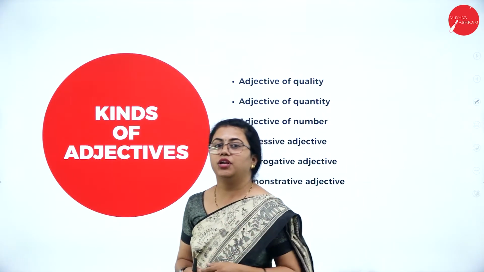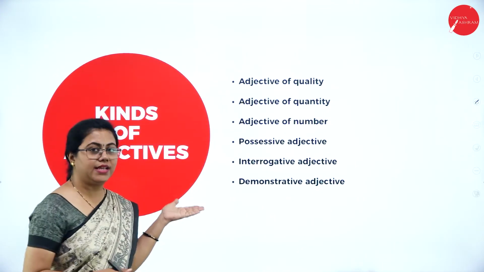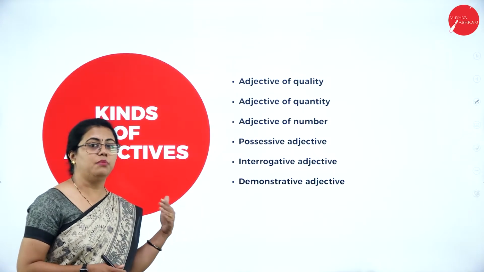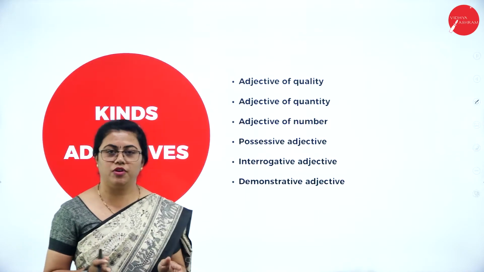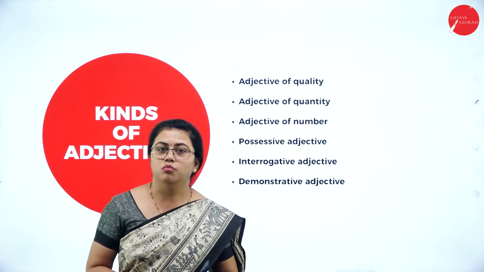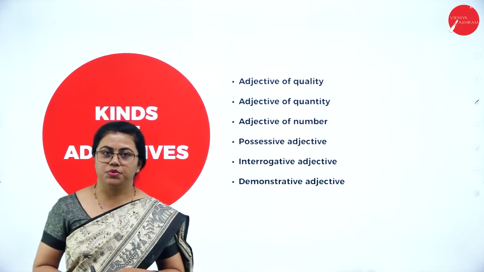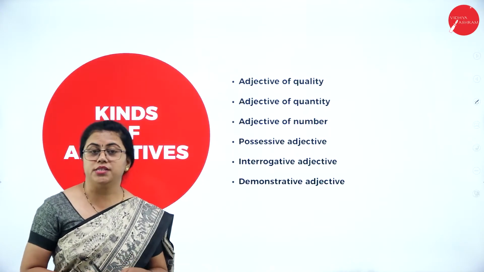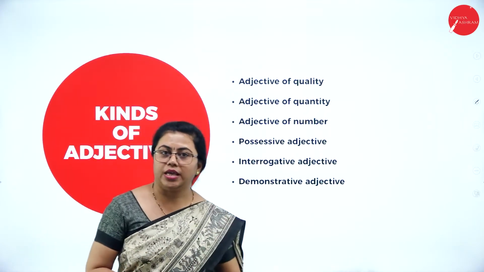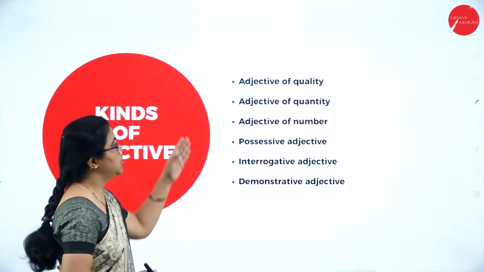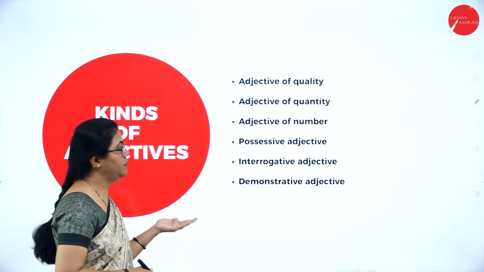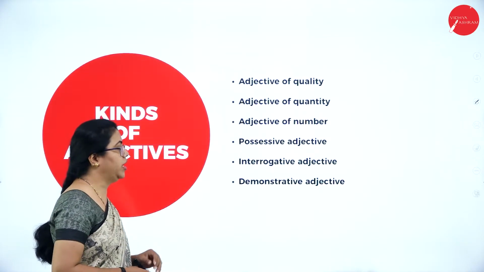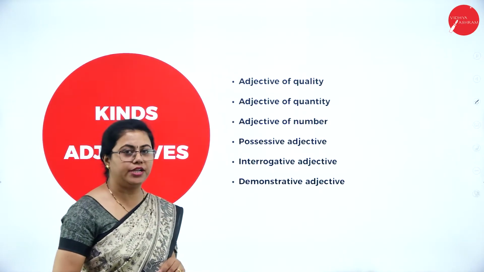Let us move on to understand the types of adjectives. Which are the different kinds of adjectives? We are basically learning 6 types of adjectives. There are many more. If we narrow down into minute details, we will get up to 8 to 10 types. But we are going to understand only the broad 6 types. We have adjective of quality, quantity, number, then possessive adjective, interrogative adjective and demonstrative adjective.